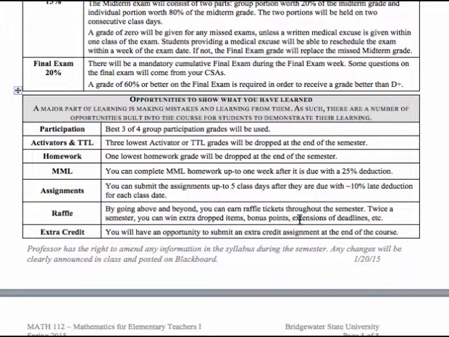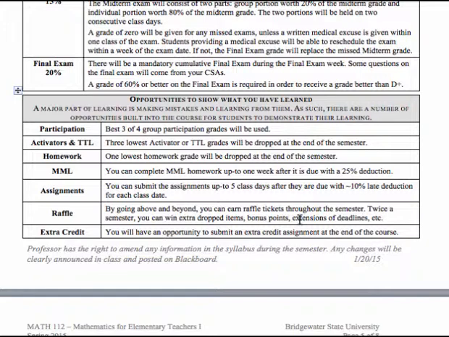I can give you a raffle ticket for something like finding a typo or a technology issue, or letting me know about some kind of an event that will interfere with class. Anything that you think will help me improve the course for other people. You might find a resource or a video that was very helpful, or another website that I can post on Blackboard. All of these things will receive raffle tickets.